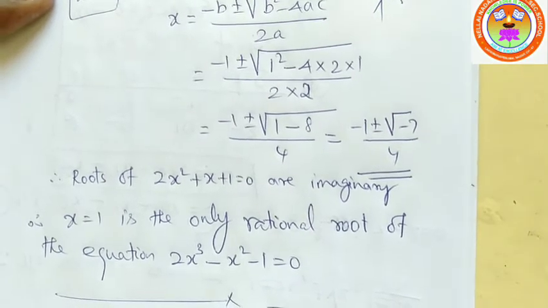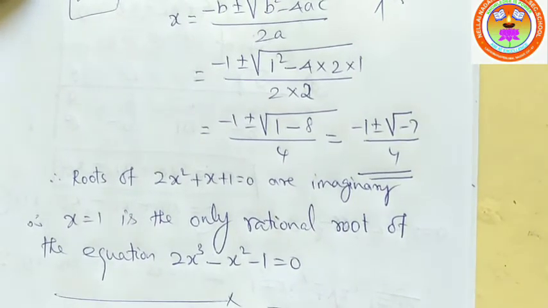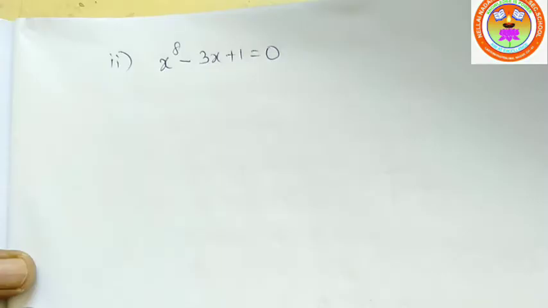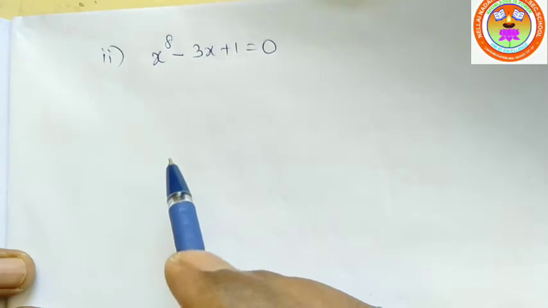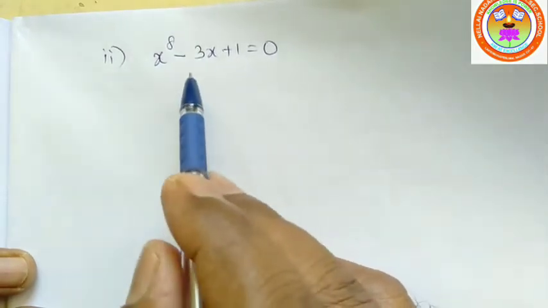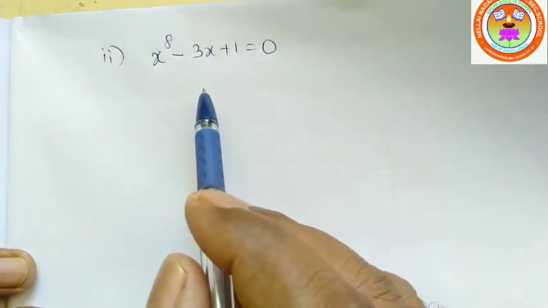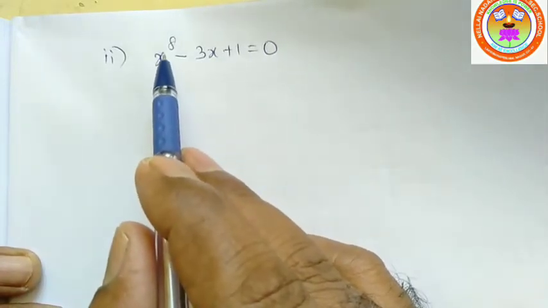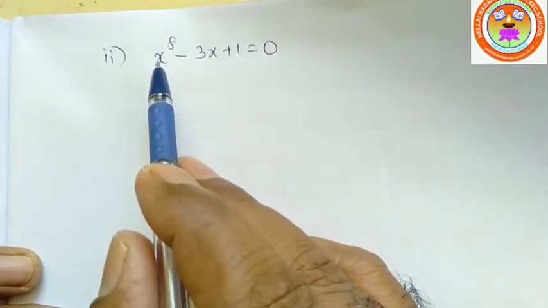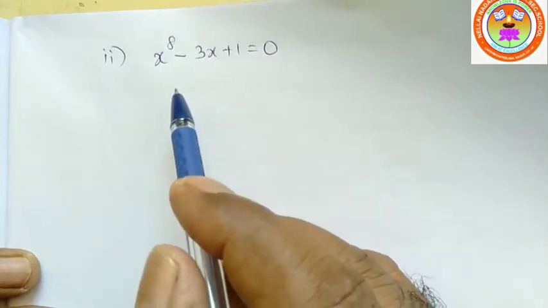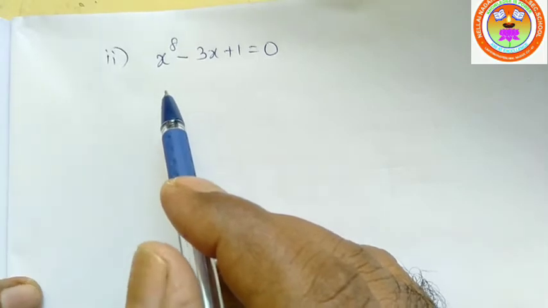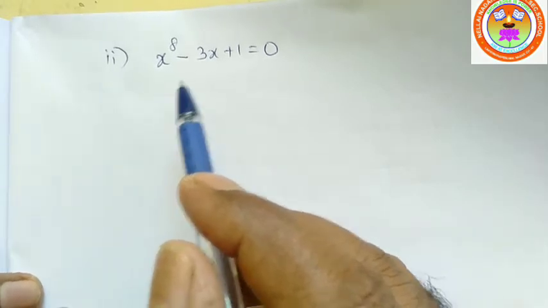Okay. Now we can move on to the next question, subdivision 2. We cannot solve this equation by the previous method, right? The reason is, see, the degree is 8. That means this equation contains 8 roots. But our aim is to check the possibilities of rational roots, right?